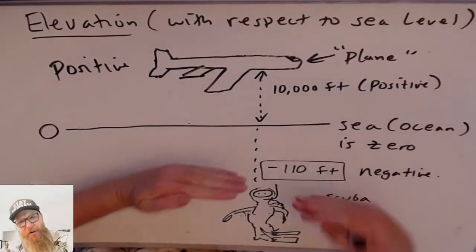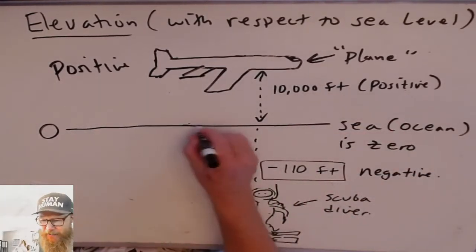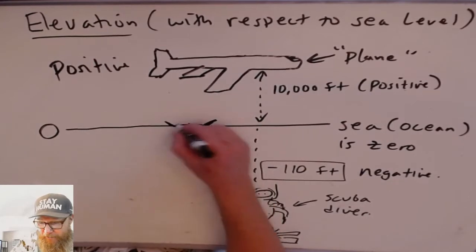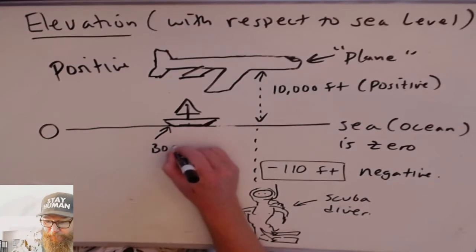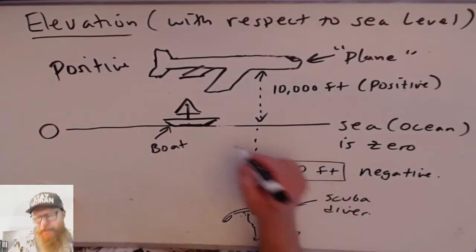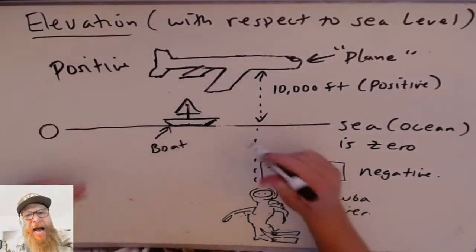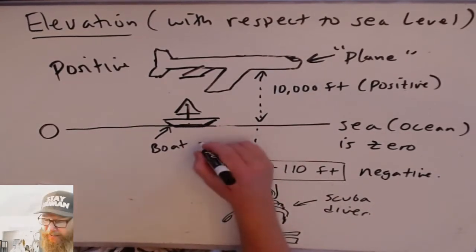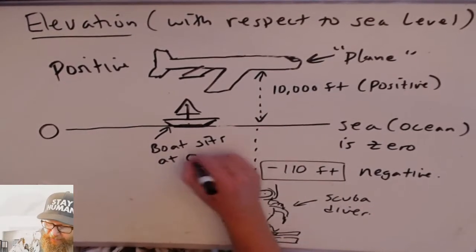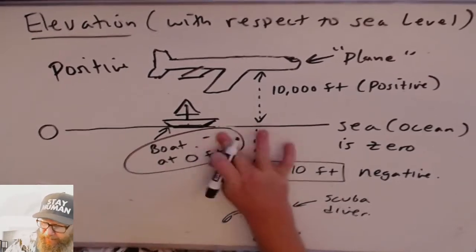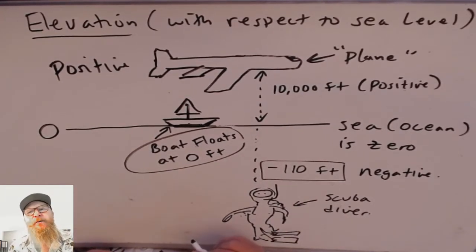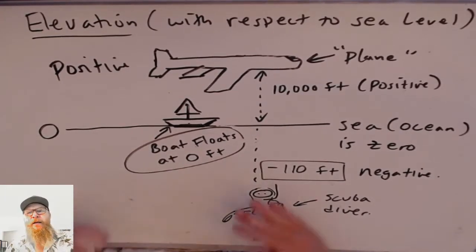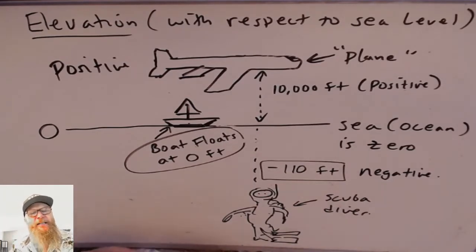Yeah, because it's below sea level. And then if something is just sitting on the sea level, like a boat, yeah, that's a boat. Now, again, I'm not counting the actual height of the boat. I'm talking about the surface of the boat, which floats at 0 feet. So those are the three basic ideas behind why we use integers and how we use integers.